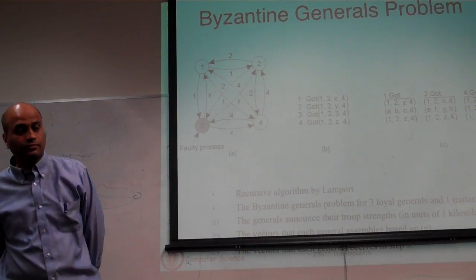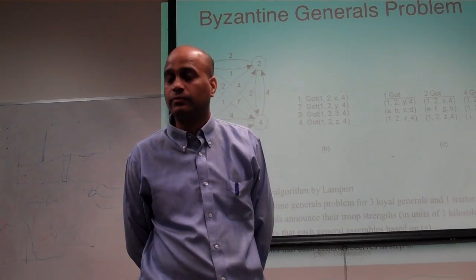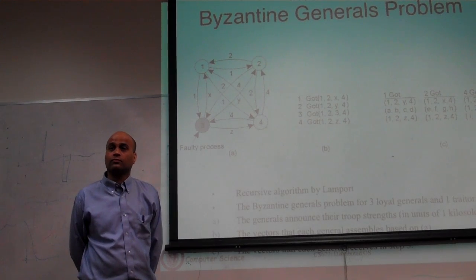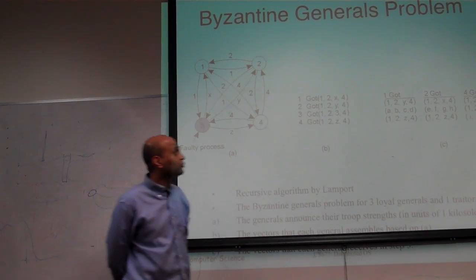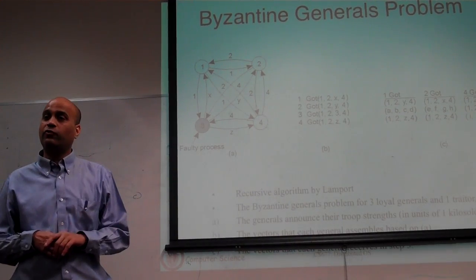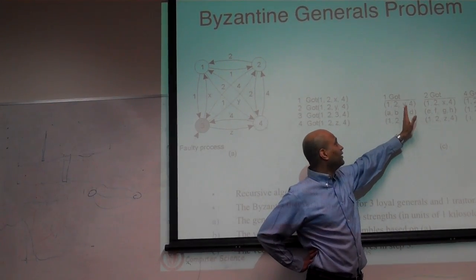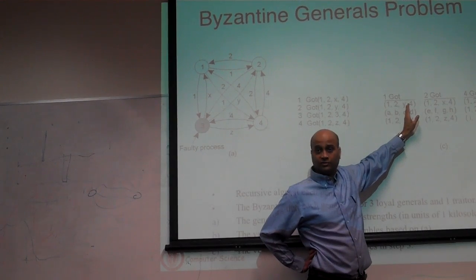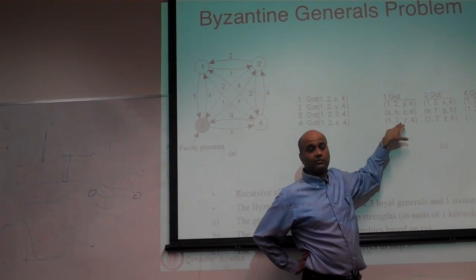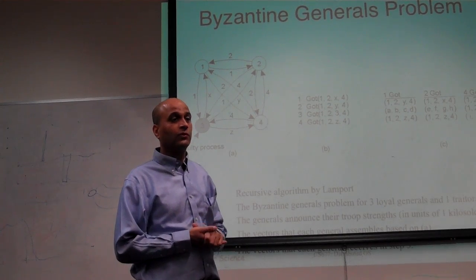Yes. What if the traitor pretends to be the loyal generals? So it sends 1, 2, and 4 to all the other generals, but it lies about the number it has. Yes, you are right. So the question is, what if the traitor sends the right values 1, 2 and 4, but lies about what it has? Then this is exactly the column that will not match, because what it has broadcast to everyone is not matching. It could be consistent though, right? You could send the wrong values, but the same values to everyone. Yes, that's okay.